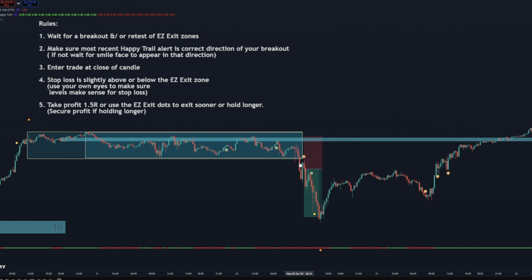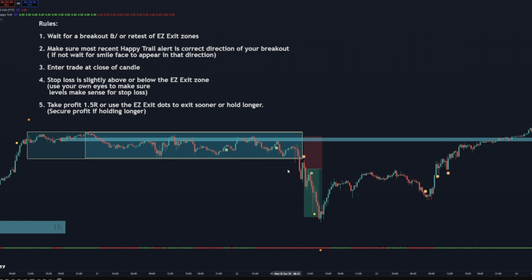Got a clean break here. I do not enter initially. I already explained this. Why? Because this is counter trend trading since I'm going against the overall trend. So I want to see the retest, which happens here. After the market breaks out, pulls back, tests this area, and then continues with a nice bearish candle, as you can see there. And it also has, which is rule number 2, the upside down smiley face.